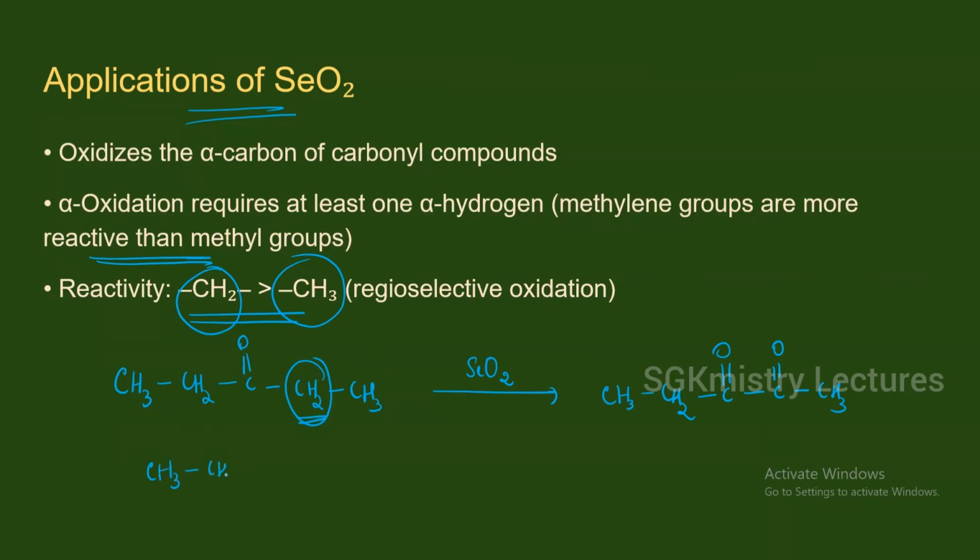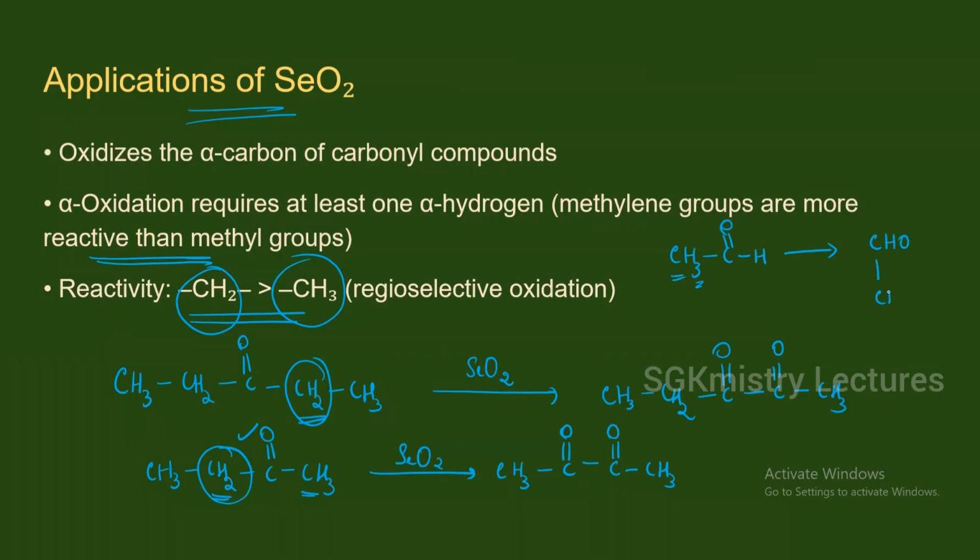Now again CH3, CH2, CO, CH3 in the presence of SeO2, we have CH3. Now there are two alpha carbons to the C double bond O group. We know that CH2 is more reactive when compared to CH3. So we know that the product should be CH3, C double bond O, C double bond O, CH3, right? If I'm talking about CH3, CHO. Now what you're going to get here, this is the alpha carbon. There is hydrogen present here. So you're going to get CHO, CHO.